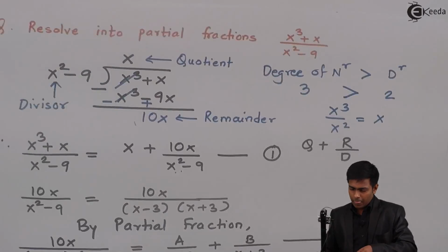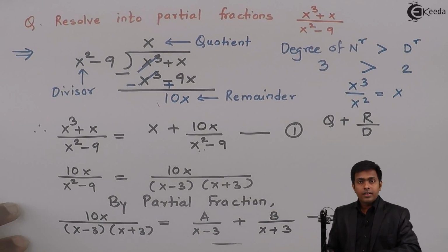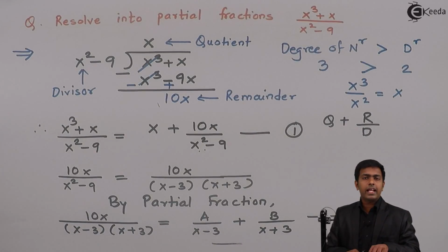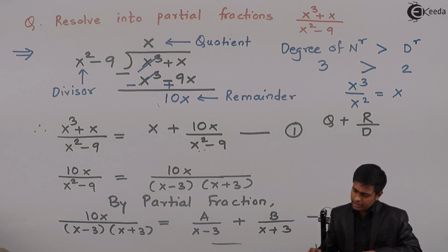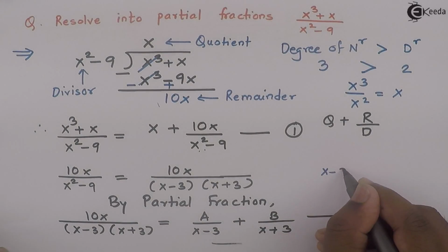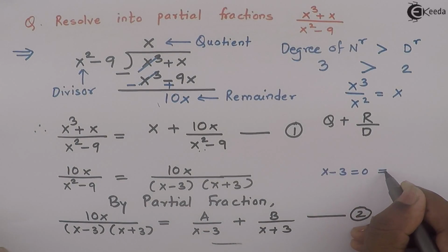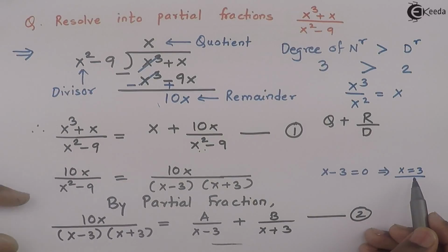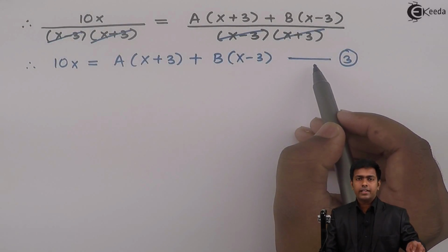So we will use the hint, and that hint is whenever we want to find the value of a, we assume the denominator of a as 0. So here the denominator of a is x minus 3. If I assume it as 0, it will give me x as 3, and I will substitute this value in equation number 3 to get the value of a.